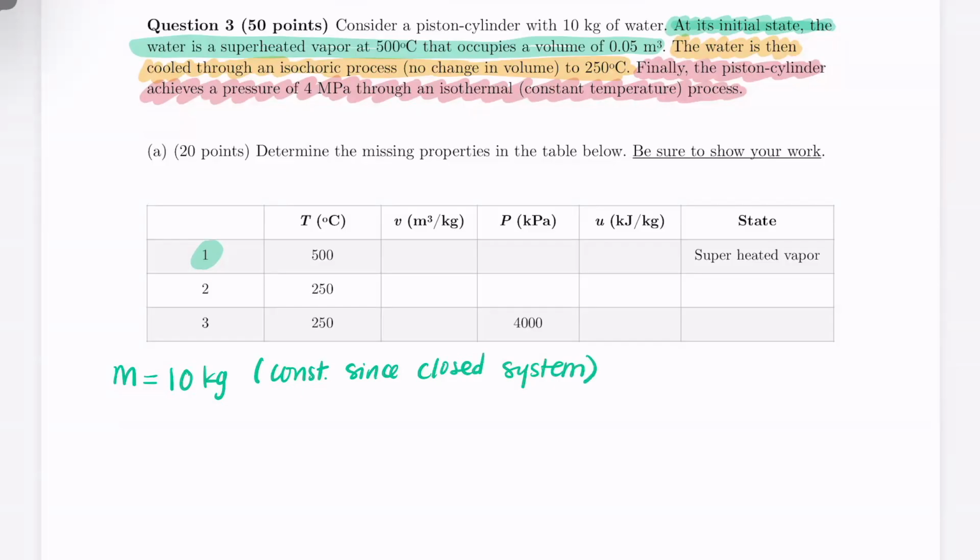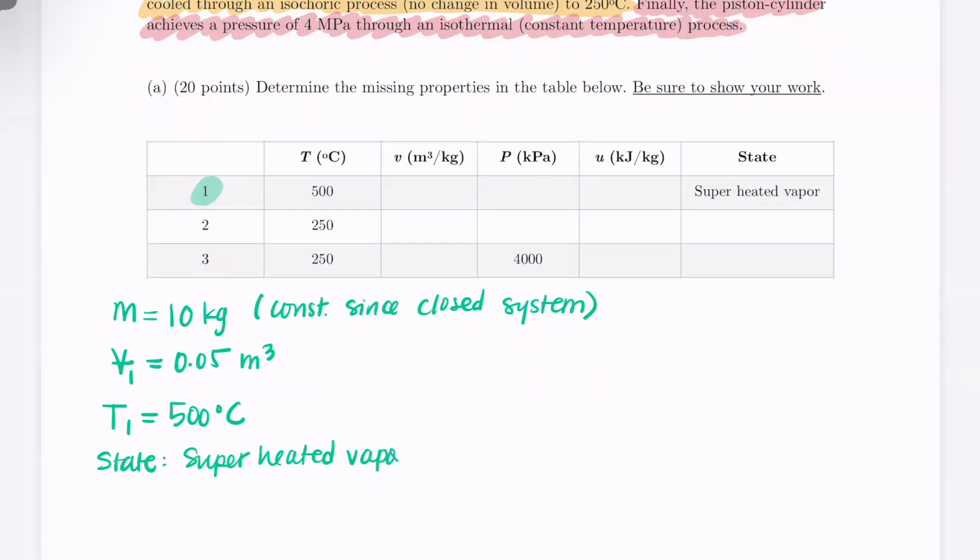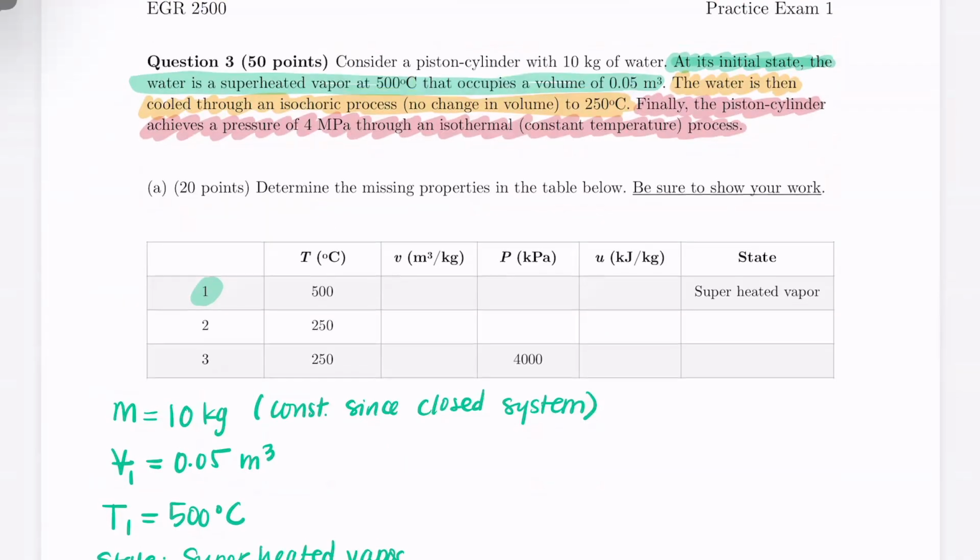And we are also given that its initial volume, V1, is 0.05 meters cubed. And then we have that the temperature at 1 is 500 degrees C, and its state is a superheated vapor. Okay, what should we do first? Is there anything that we can immediately figure out to fill out our table?